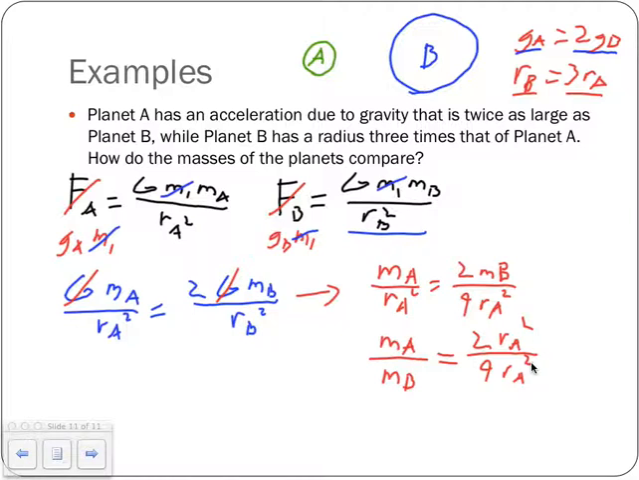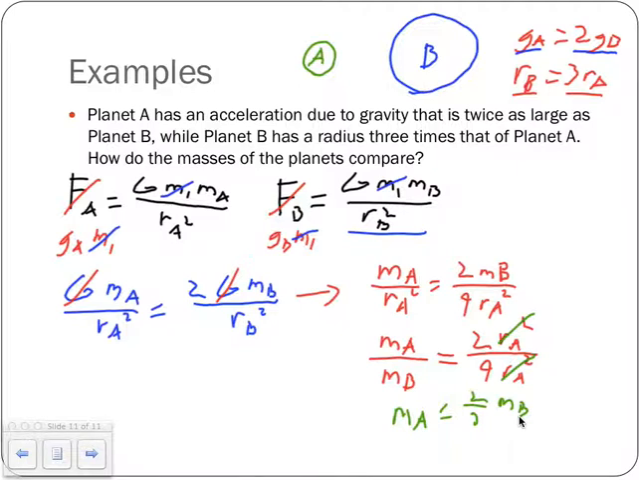Well, looking at this, you can see our RAs are going to cancel out. So RA squared gets canceled out here. And so we see the ratio of the mass of planet A to the mass of planet B is just 2/9. Or in other words, the mass of planet A is equal to 2/9 of the mass of planet B. And so planet A is considerably less massive than planet B. Yet, it still has an acceleration of gravity that's twice as large, even though it has a smaller mass. The reason why is that it's a smaller planet.